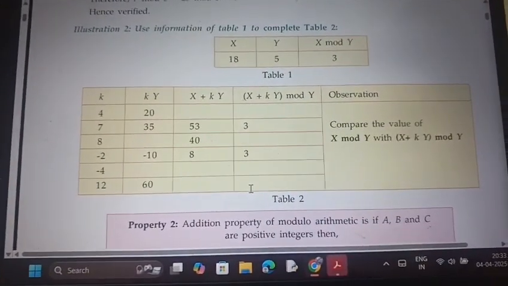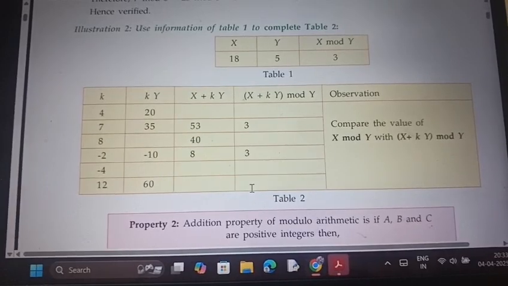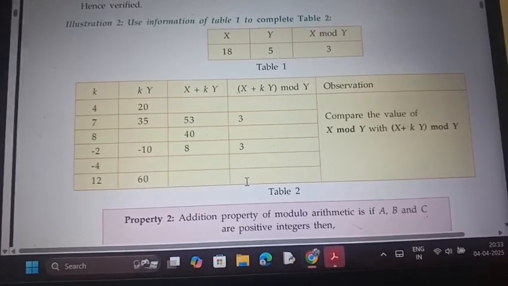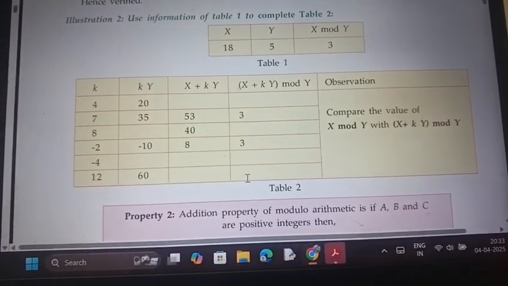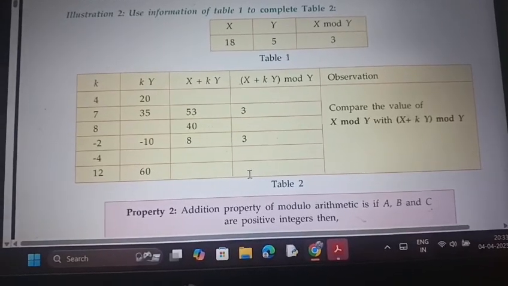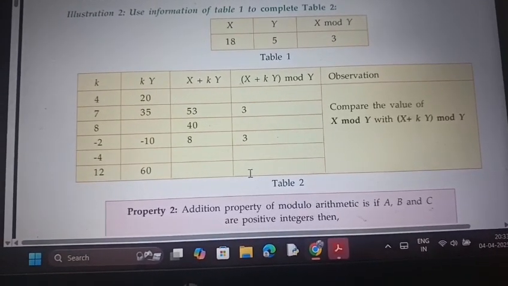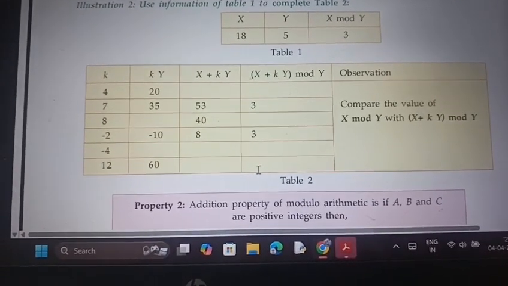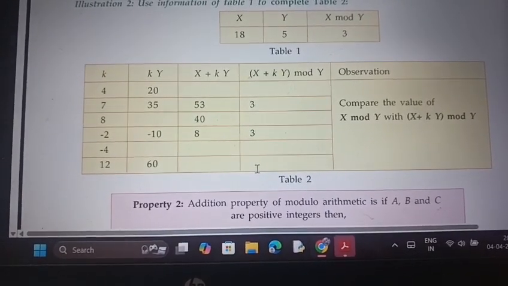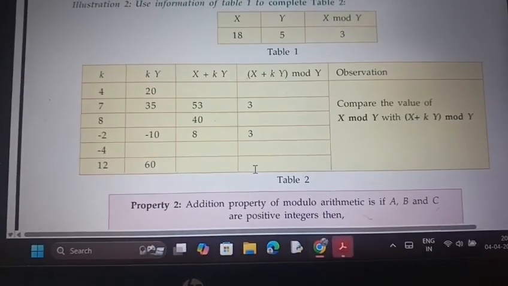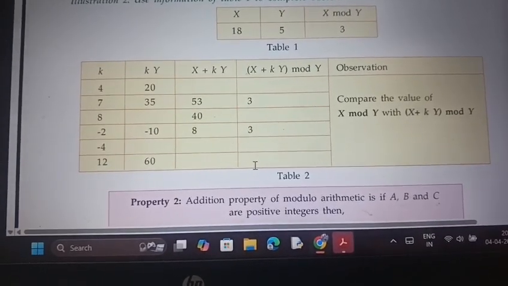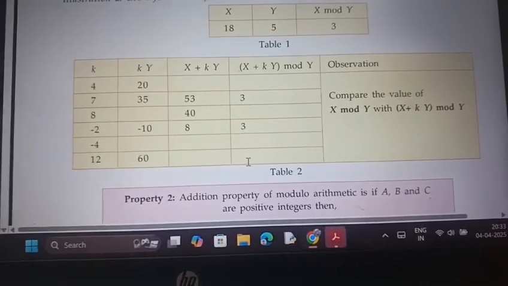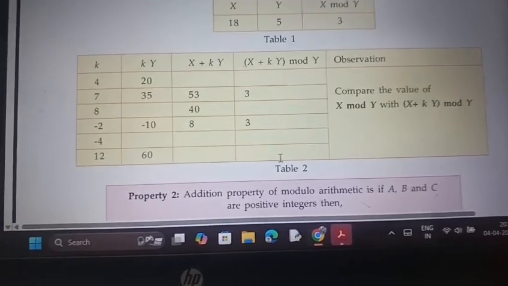Illustration 2. Use information of table 1 to complete table 2. x is equal to 18, y is equal to 5, x mod y is equal to 3. k: 4, 7, 8, minus 2, minus 4, 12. ky: 20, 35, 0, minus 10, 0, 60. x plus ky: 0, 53, 40, 8, 0, 0. x plus ky mod y: 0, 3, 0, 3, 0, 0. Observation. Compare the value of x mod y with x plus ky mod y.